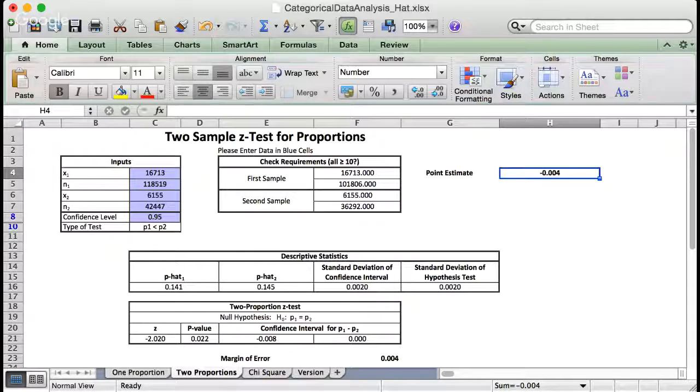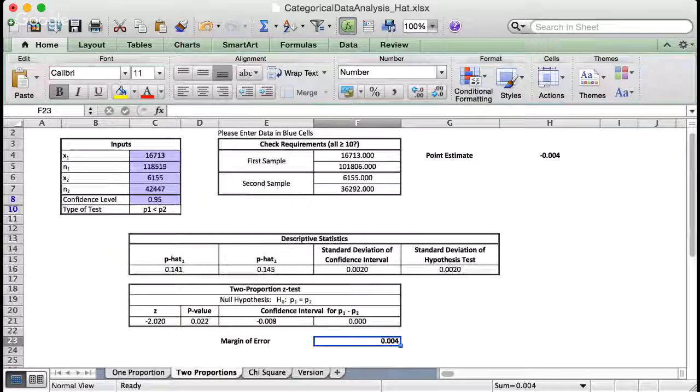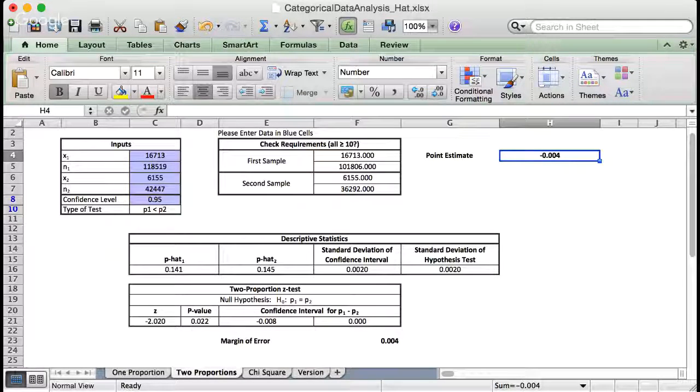So in this case, you're getting a margin of error of 0.008, right? And then the 0.004 because you have to divide it by 2. Is it the point estimate or the margin of error? Oh, because you got to divide it by 2. Yeah, try that and see if you get 0.004. Yeah, 0.004. Okay.